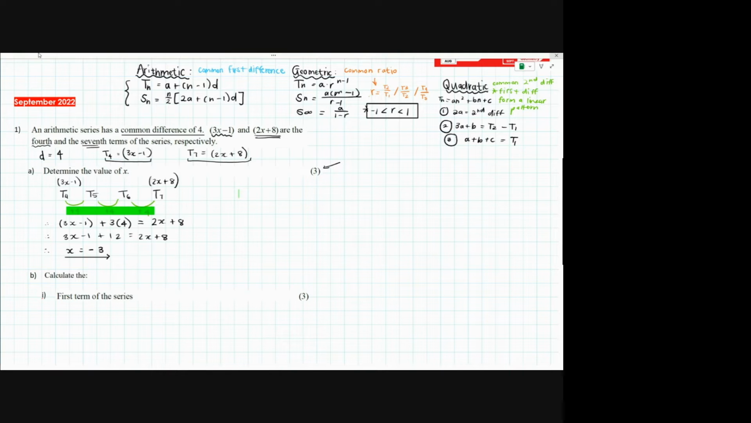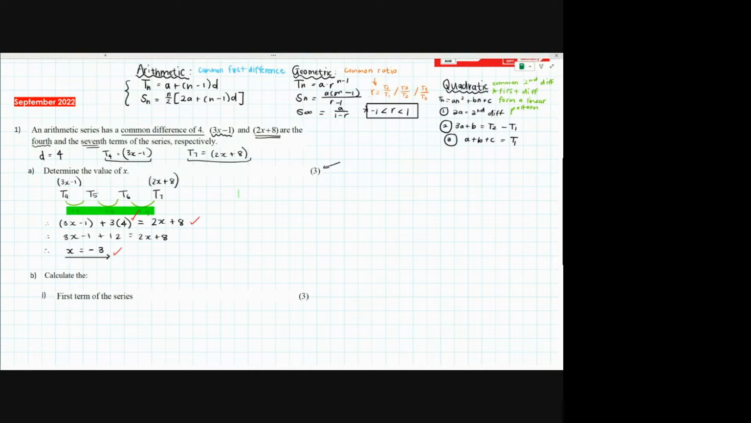Particularly when they give you 2 random terms of an arithmetic, or even of a geometric, which is a little bit harder, but particularly for arithmetic, as long as you know how many times you're adding that difference, you can set up an equation. All right, so like I say, that's 3 marks: a mark for understanding your difference is being added 3 times, a mark for setting up your equation, and obviously a mark for x. So don't overthink it. I'm not saying that there aren't other ways to do it, but this is just the most straightforward way.